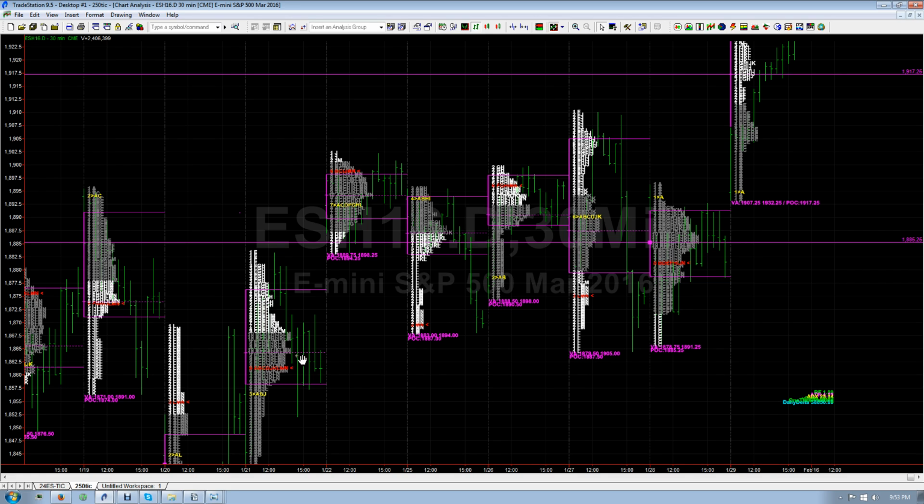Here's an example of market came down, tested this point of control, and that was it. It went back up. Couldn't get below it. There starts your trend. So I hope that helps you out a little.